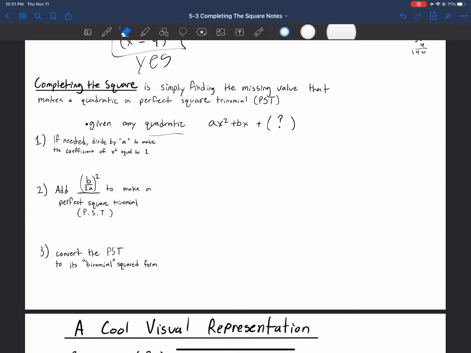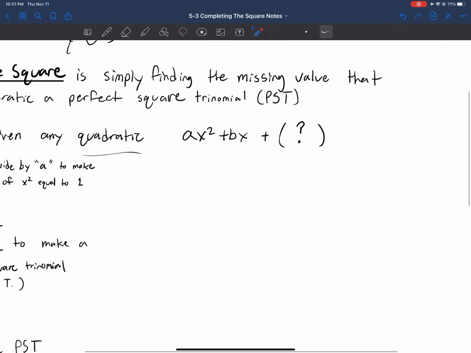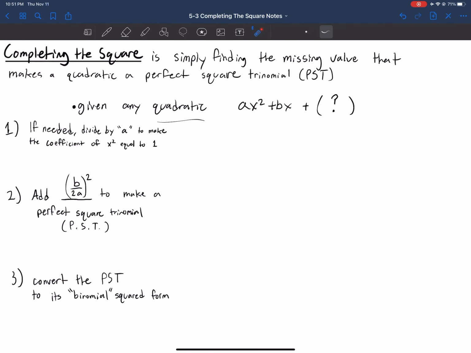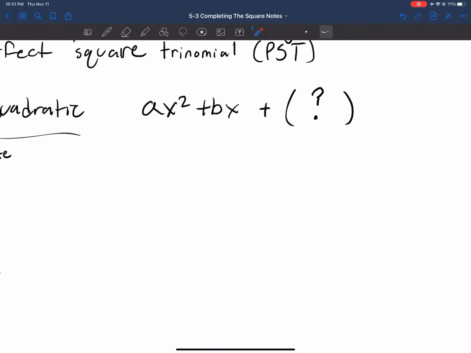So what I am looking for is, if I have any quadratic of the form ax squared plus bx, and I'm missing some part of it, I'm going to complete the square algebraically by beginning with, if at all possible, dividing by a to make the leading coefficient 1. It makes your life easier. Much, much simpler if we do that. So factor out this GCF of a and divide everything by a.